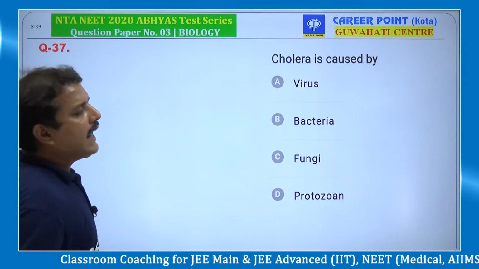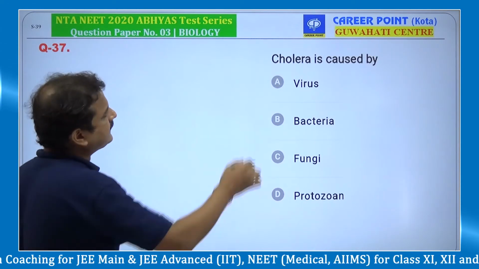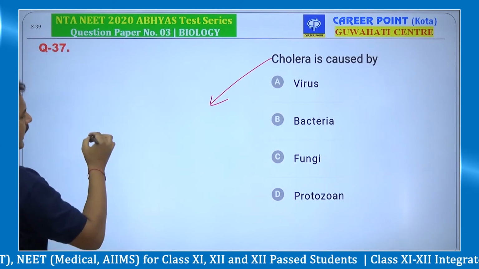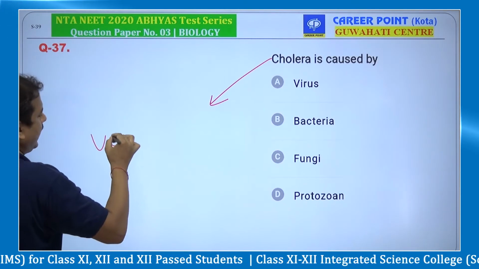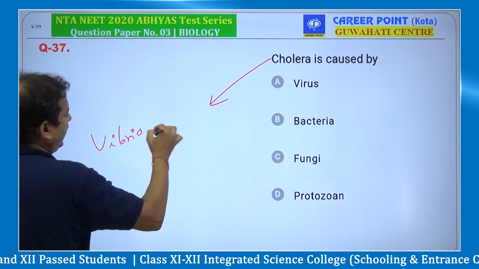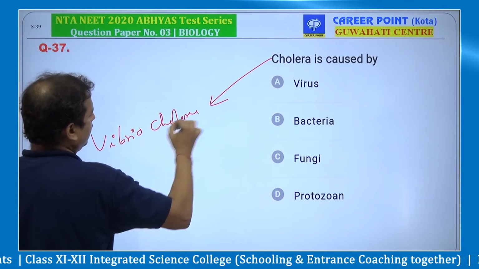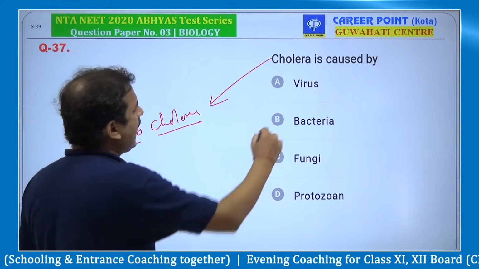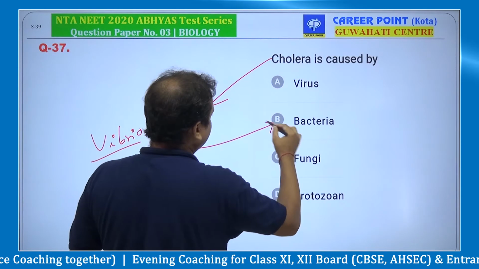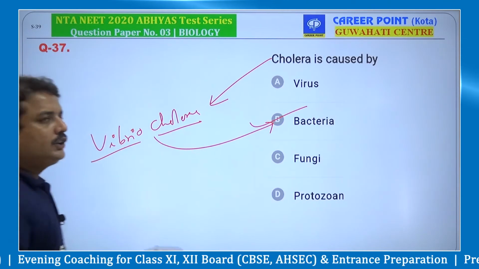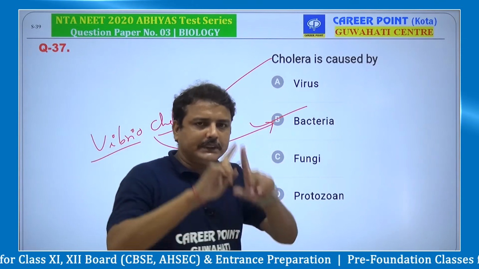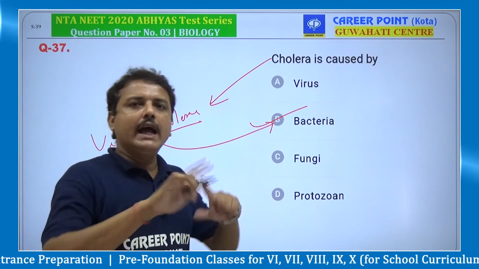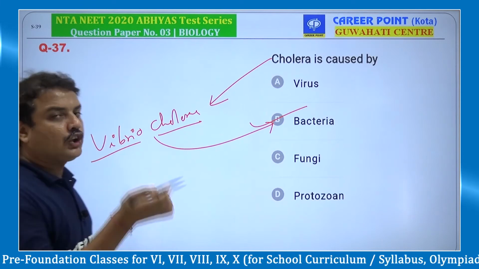Cholera is caused by... cholera is a bacterial disease. The causative agent, the pathogen of cholera, is Vibrio cholerae. So Vibrio cholerae is the causative organism of cholera, and Vibrio cholerae is a bacterium. So here answer is bacteria, and as you know there are 4 types of bacteria on the basis of their shape: Coccus, Bacillus, Vibrio, and Spirillum. So this Vibrio cholerae is comma shaped.